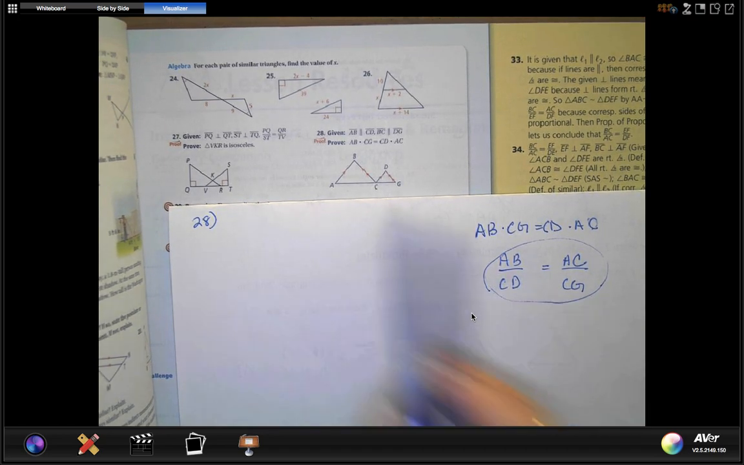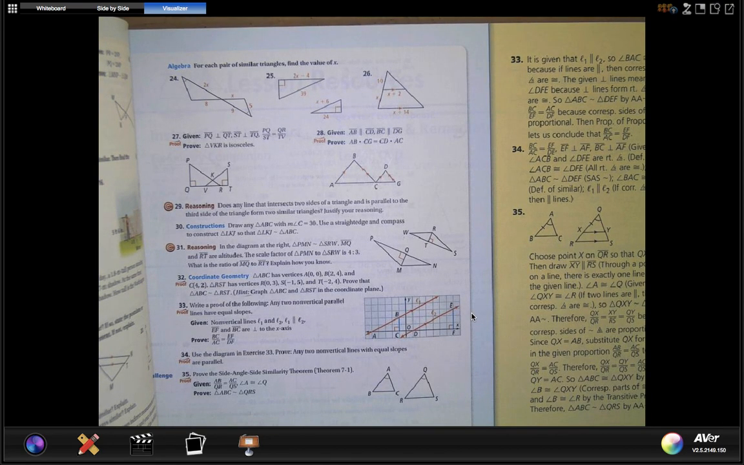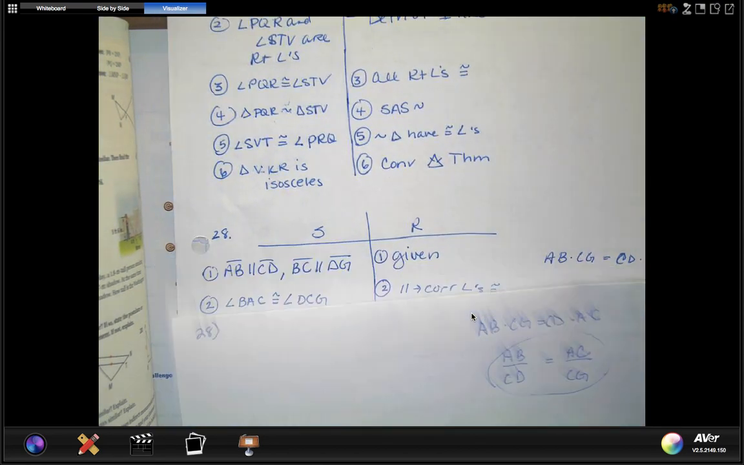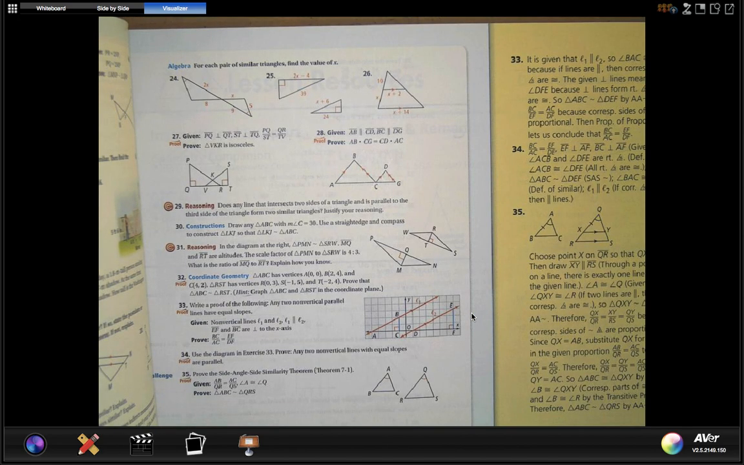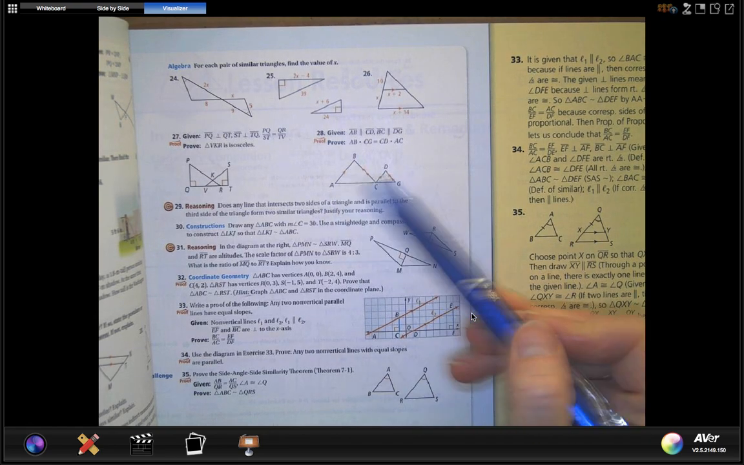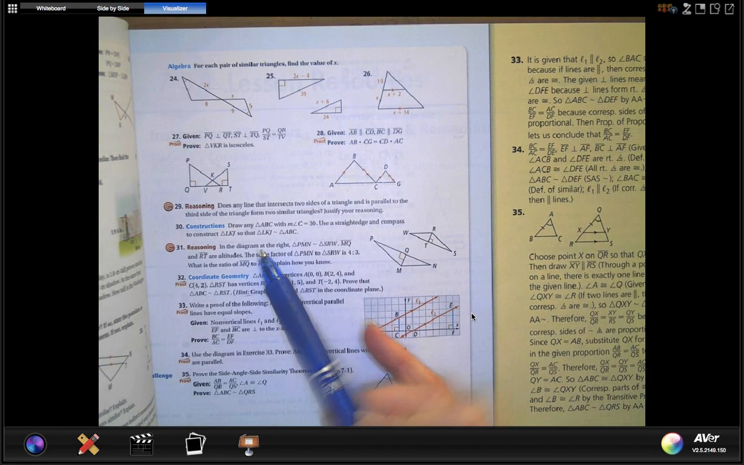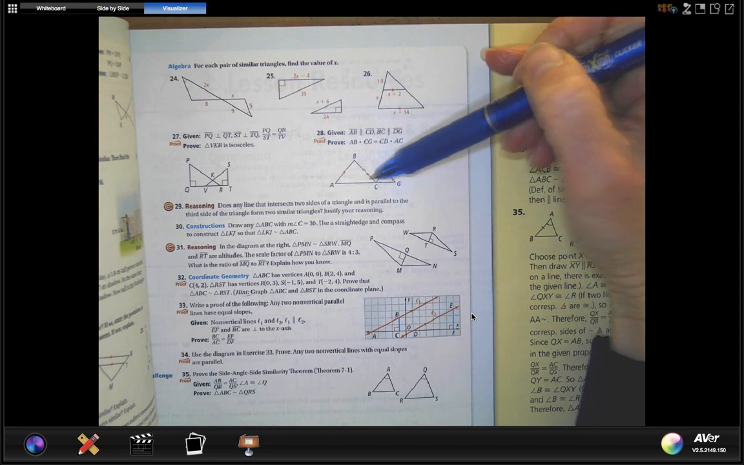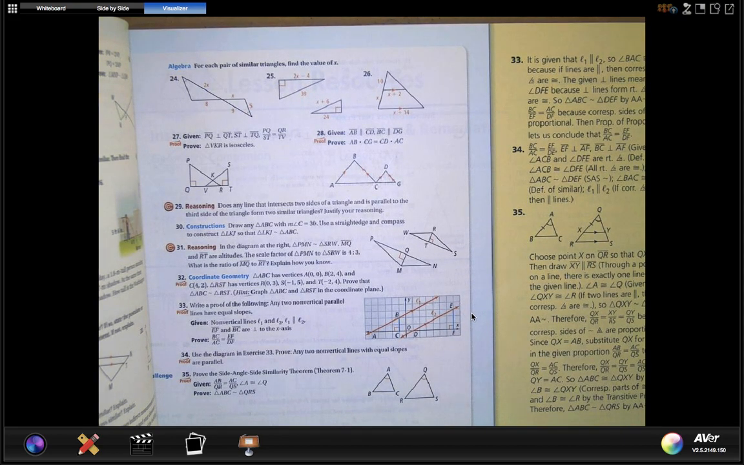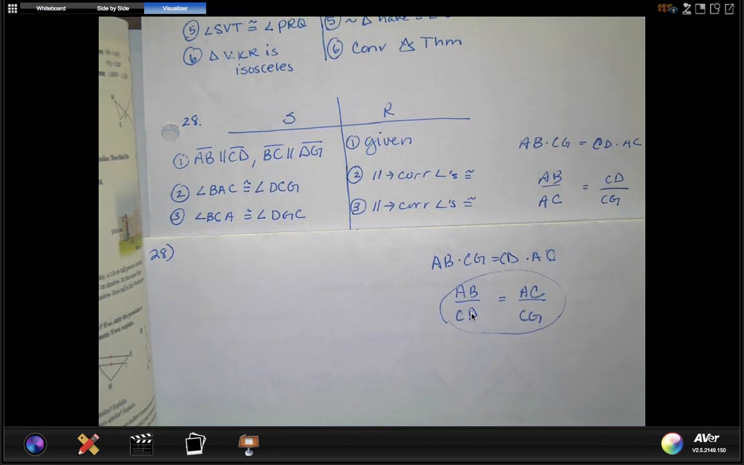So I guess start off with my given. The easiest way, so if I'm given this parallel line stuff, these lines are parallel. Here's the transversal. So these angles right there are congruent because they're corresponding. These lines are parallel. Here's the transversal. These angles right here are congruent because they're corresponding. Okay, I could have done that in one step.